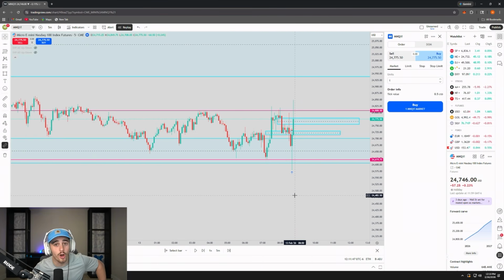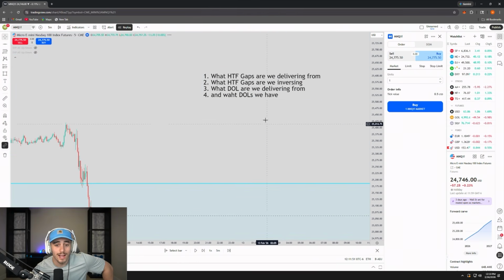But I mean, that's basically all it is to the daily bias. You want to see what high time frame gaps are we delivering from? Which ones are we inversing? What draws on liquidity are we delivering from? And what draws on liquidity do we have?